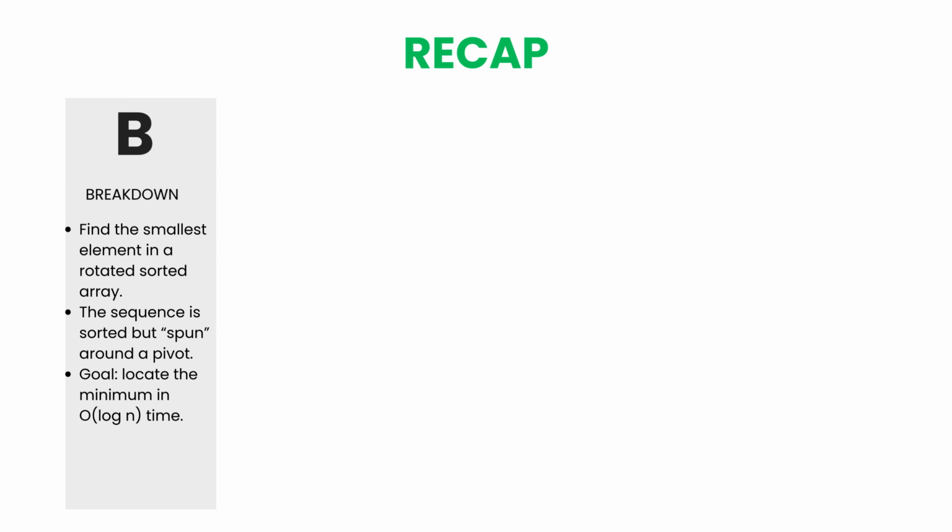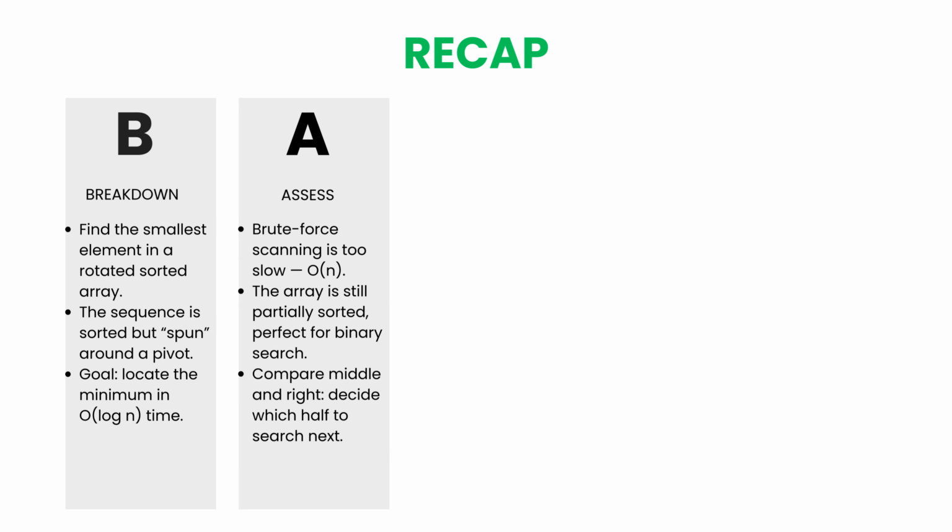Let's have a quick recap. Breakdown recap. This problem gives you a sorted array that's been rotated at some unknown pivot, and your task is to find the smallest element. It's a clever twist on a basic searching challenge. The array is still mostly sorted, but the rotation creates a breakpoint where the minimum hides.